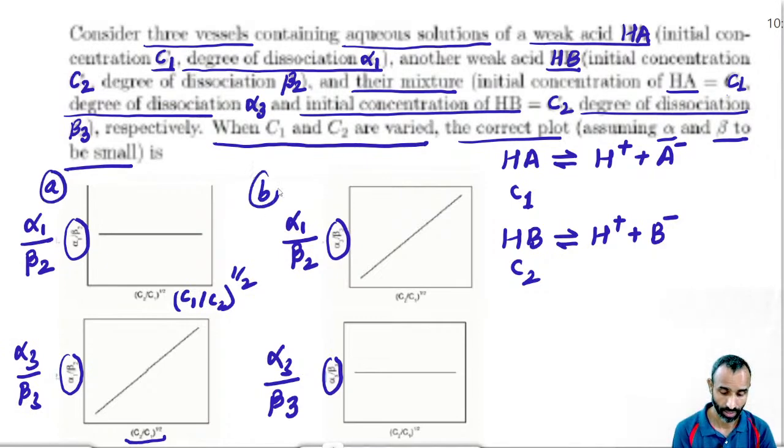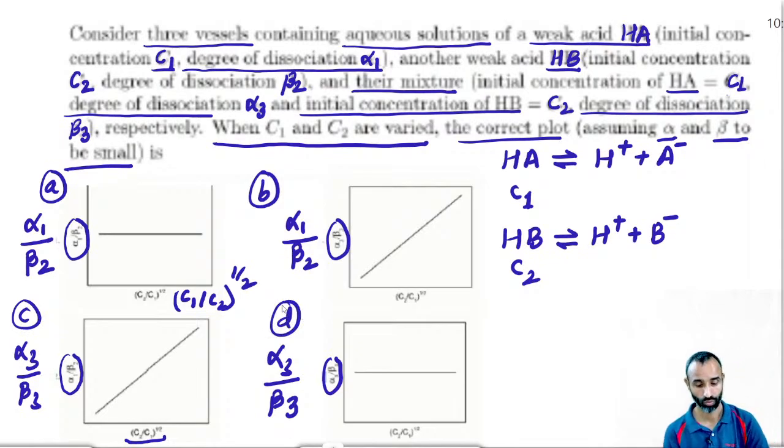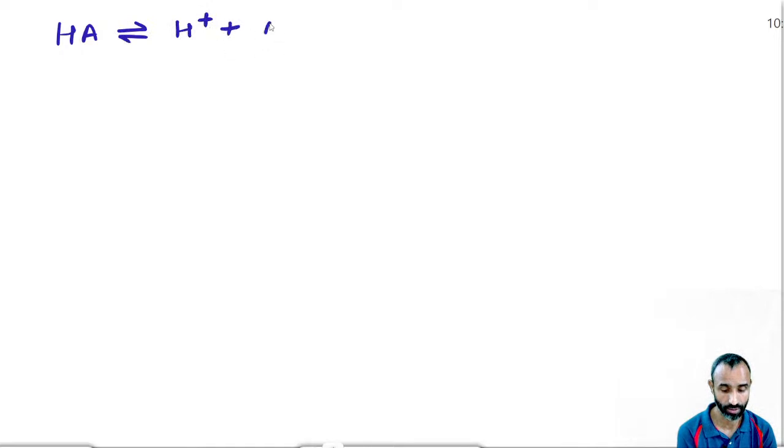We have A, B, C and D. We have to identify which plots are correct. So see, first of all, we have HA, which gives H plus and A negative.